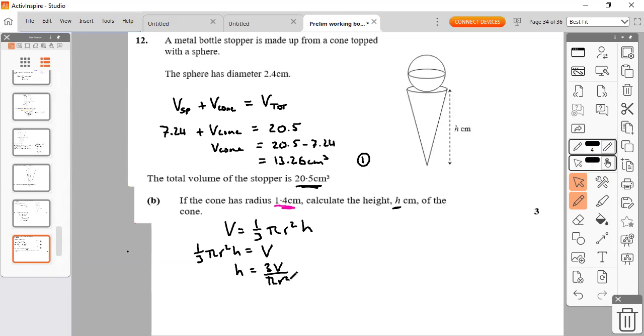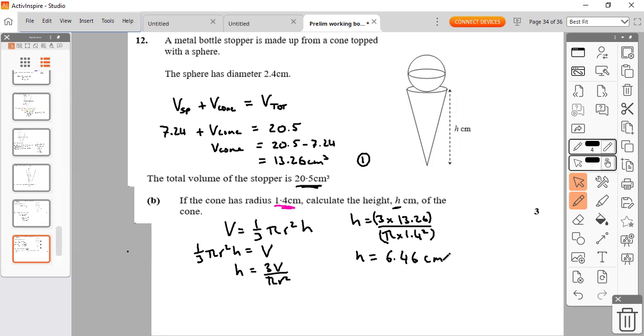Then I'm just putting in the numbers. h equals 3 times volume, which we worked out to be 13.26, divided by pi times 1.4 squared. When you're putting this in your calculator, just put the top into brackets and the bottom into brackets. It keeps that a wee bit tidier and does it in the right order. You should get the value h being 6.46 centimetres.